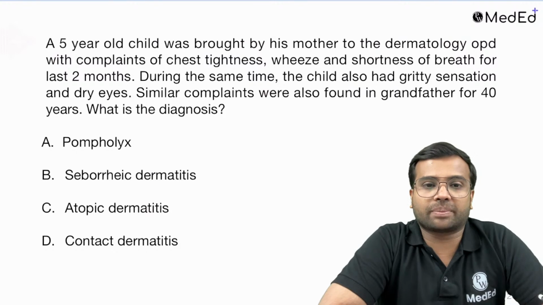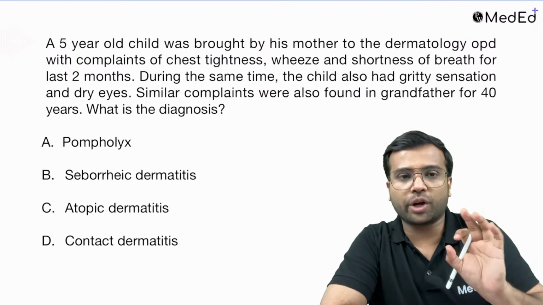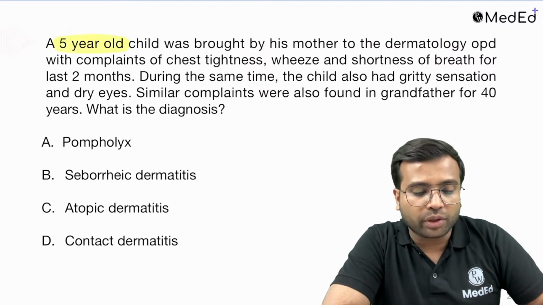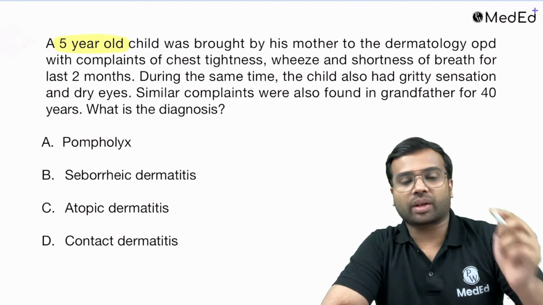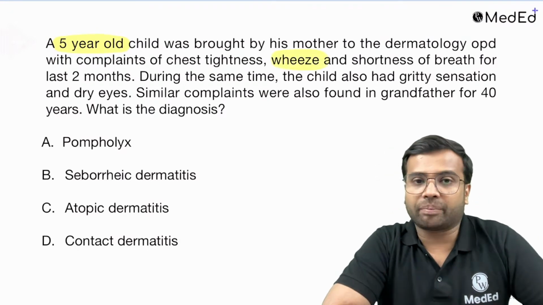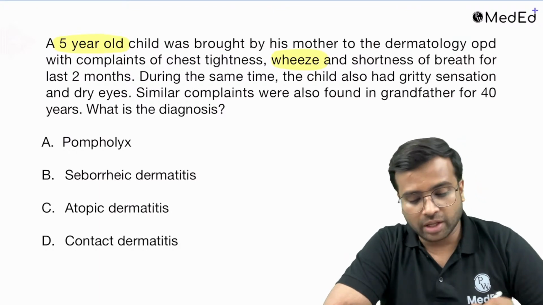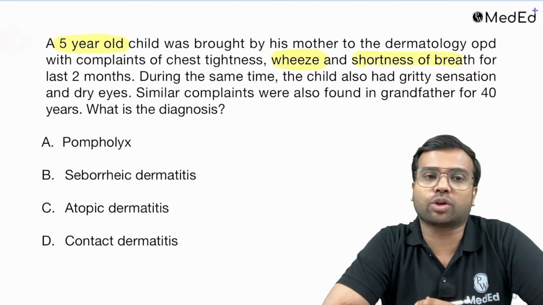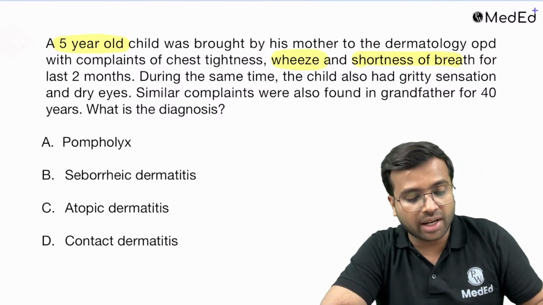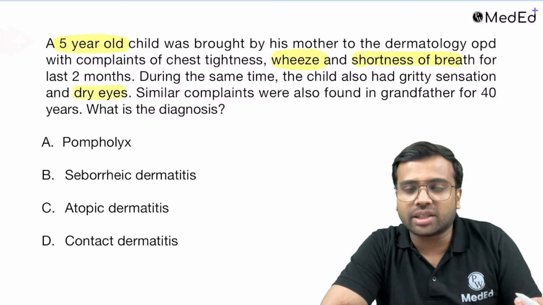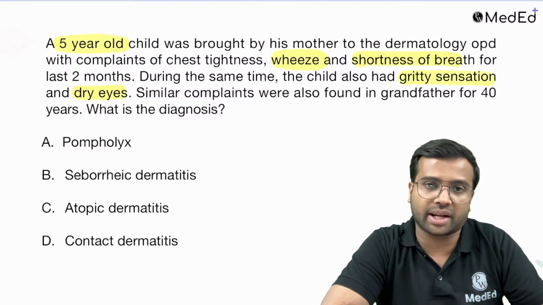What is the diagnosis? Now, from this question, it's a long question. So what do you understand? First thing you have to keep in your mind is the age. It's a 5-year-old child. Now, there is some wheezing, which means the patient is going to be a confirmed case of bronchial asthma. So wheezing and shortness of breath is already reported. So there is some gritty sensation and dry eyes. So recurrent conjunctivitis, dry eyes, gritty sensation is implying some dry skin.